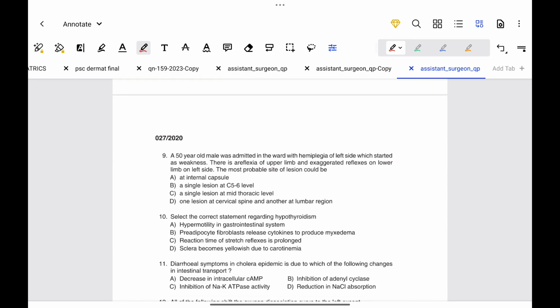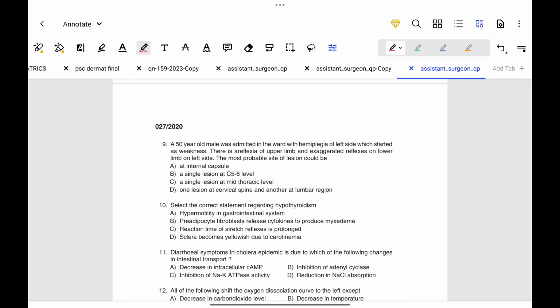Next question. A 50-year-old male was admitted in the ward with hemiplegia of the left side, which started as weakness. There is areflexia of upper limb and exaggerated reflex on lower limb on left side. The most probable site of the lesion could be?